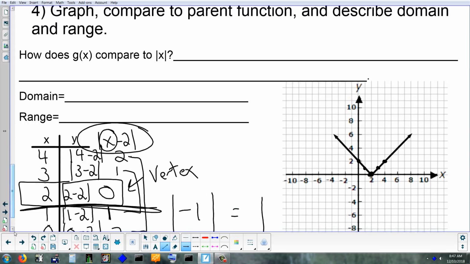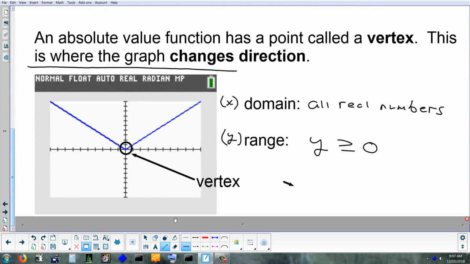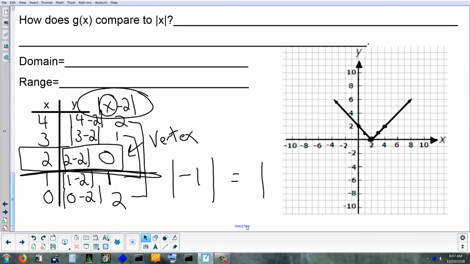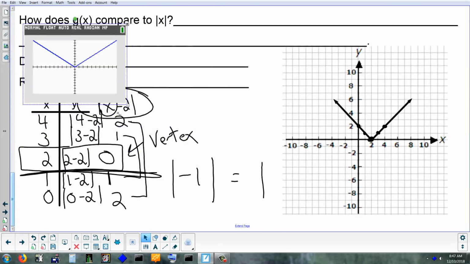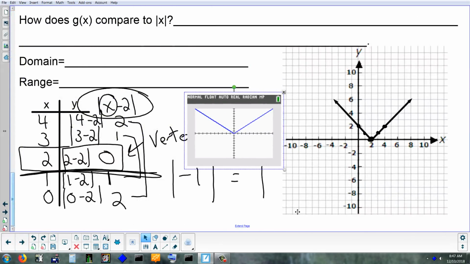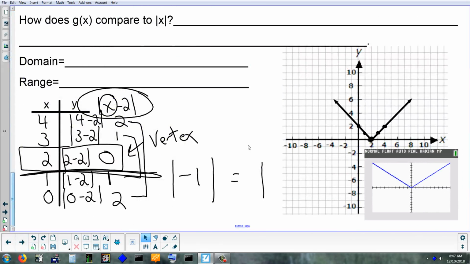So the parent function's kind of like this. If we go back, right, it's right smack dab in the middle. There's the parent function. What's happening to this compared to this? Savannah? Shifted right, okay. Shifted right, how many? 2. So how am I going to write my comparison?